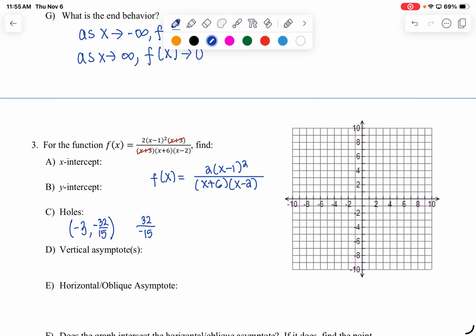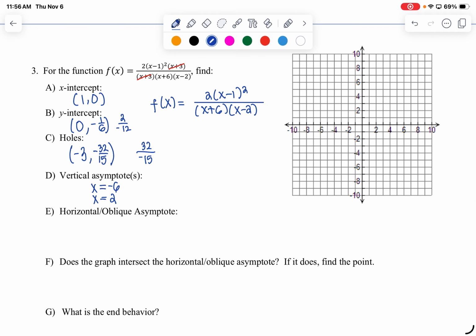All right, x-intercept: set the numerator equal to 0 and solve. So the only factor with an x in it is x minus 1. Set that equal to 0 and solve, I get (1, 0). Y-intercept: plug in 0 for x and see what you get for y. So plugging 0 in the numerator, I get 2. Plugging 0 in the denominator, I get -12. So that simplifies to -1/6. Vertical asymptote: set the denominator equal to 0 and solve. I get x equals -6 and x equals 2.